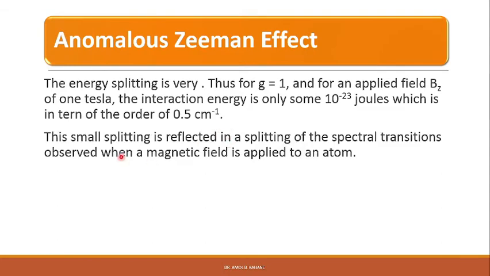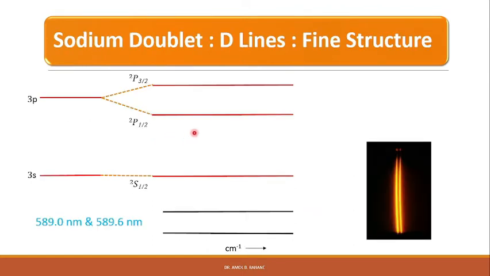So this small splitting is reflected in a splitting of the spectral transitions observed when a magnetic field is applied to an atom. There are certain selection rules. The selection rule for Jz is that delta Jz must change by 0 or plus or minus 1 only. In the case of the sodium atom, we have seen the doublet structure of the sodium D lines. In the fine structure of the sodium atom, we have seen that the spectral line, the transition from 3s to 3p, is not a singlet, but actually consists of 2 spectral lines. So it is actually a doublet, right?